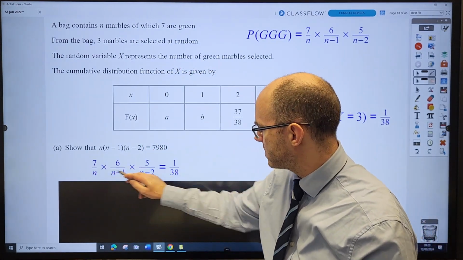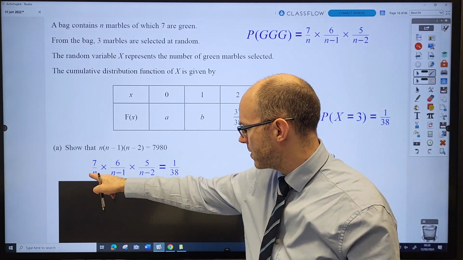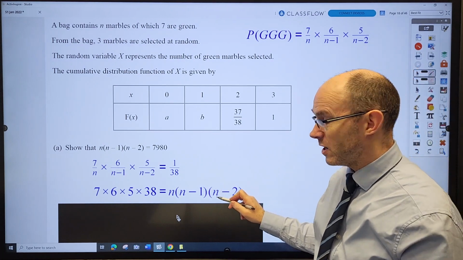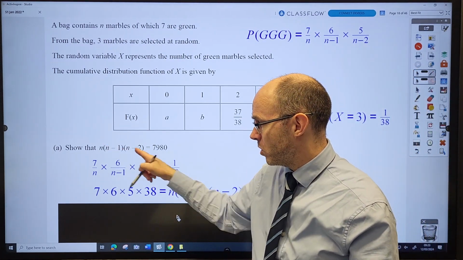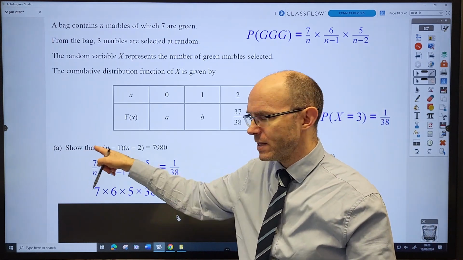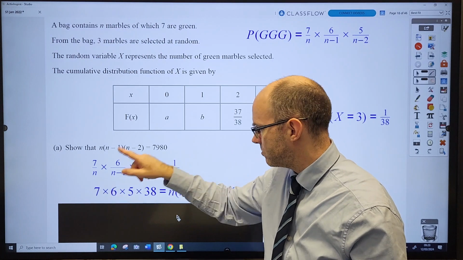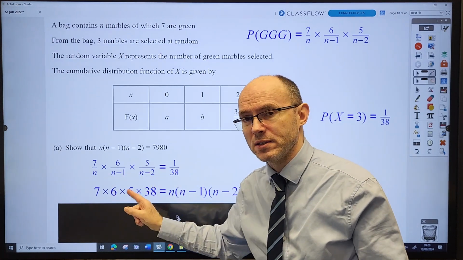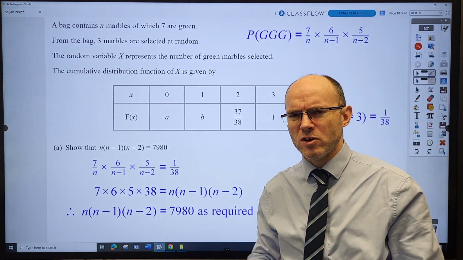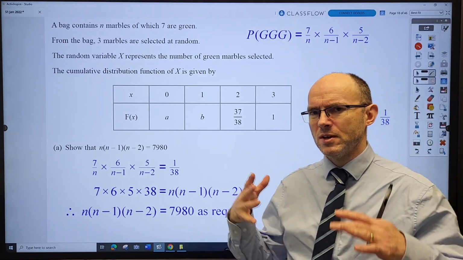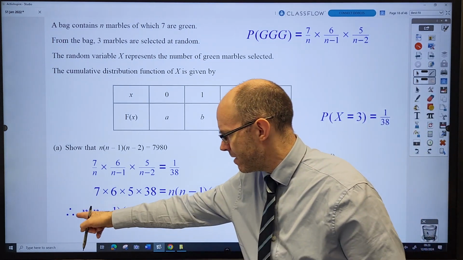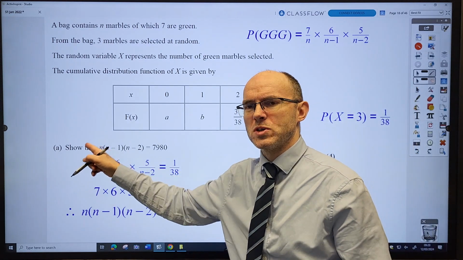So you've got this is equal to 1 over 38. So multiply throughout by the denominators. So you get n minus 1, n minus 2. We don't have to expand because in the answer it wants that. We just got to multiply these together. But show that bit of working, because it's a show that question. You need to just write down there 7 times 6 times 5 times 38, not just the 7,980. Oh, it's a bit too convenient. You've got to go the extra step in the show that question just to really clarify that you know what you're doing. And then I put a therefore as required because that's what the question asks us to do.